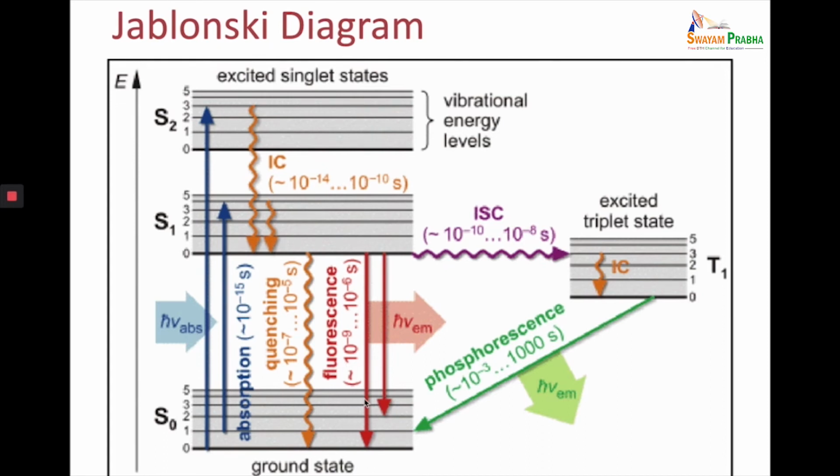Because this is an allowed transition, it takes less time. This is a forbidden transition, so therefore it takes more time. Because both of them are occurring after the absorption, they are at a longer wavelength, that is, they have less energy as compared to the absorption of the radiation that was done. Why? Because some of the energy has been dissipated in the form of heat.